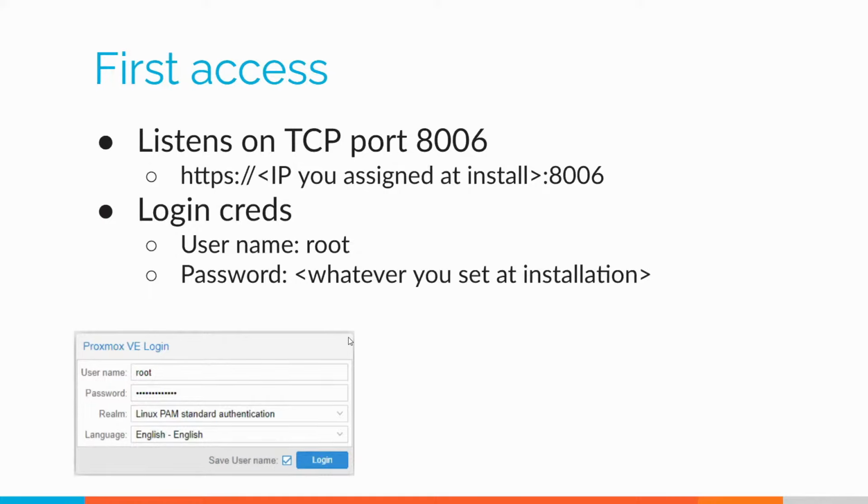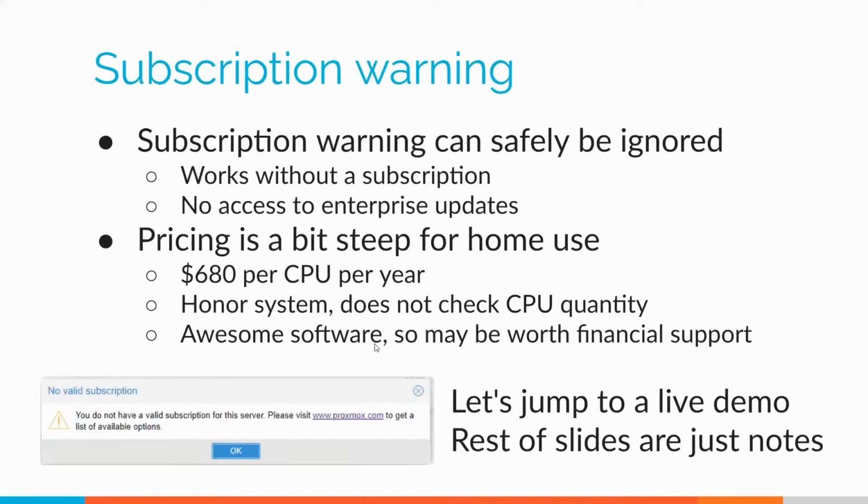Just go ahead and hit login. You will get this screen here, no valid subscription. This is the nag because you're using it for free. What they're basically saying is, hey, you don't have a subscription to get the enterprise patches for this thing. So you may want to do something about that. It's not dirt cheap. It's $680 per CPU per year. But to me, this is a good project that's worth paying for. That's a personal call.